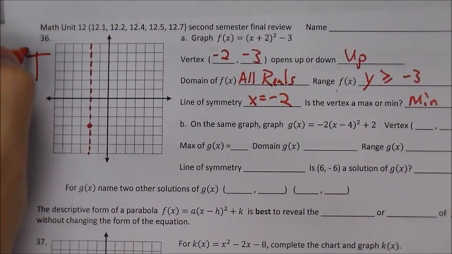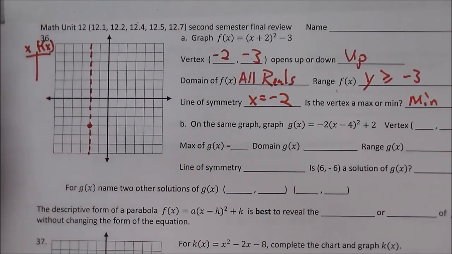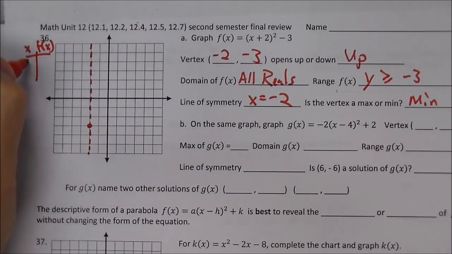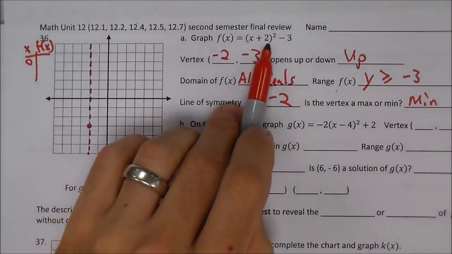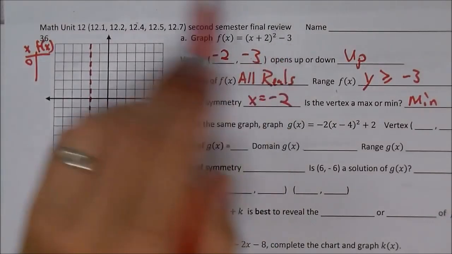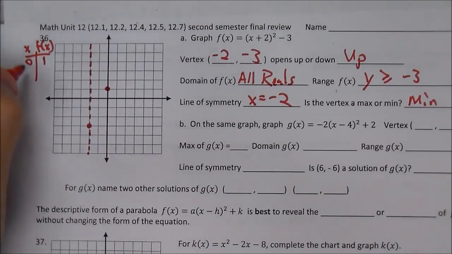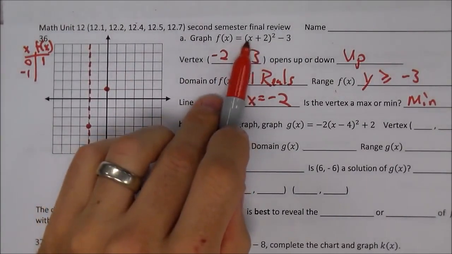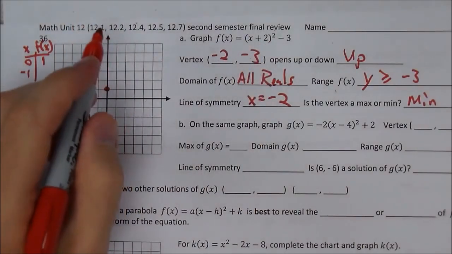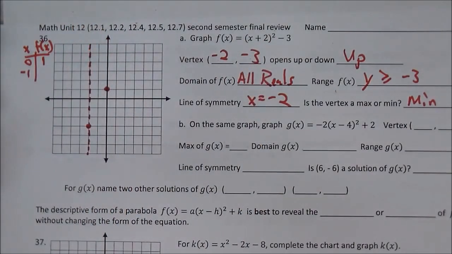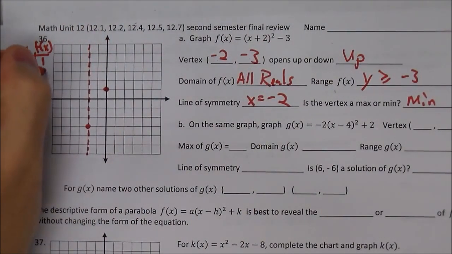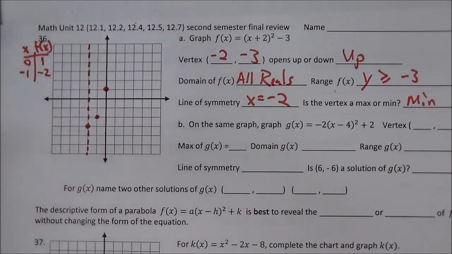If I did, this is x and f of x. Let's try x is 0. If x is 0, I have 2 squared, which is 4, minus 3 is 1. So I know it hits there. If x is negative 1, negative 1 and 2 is 1. 1 squared is 1. And then minus 3 is negative 2, which would be right here.